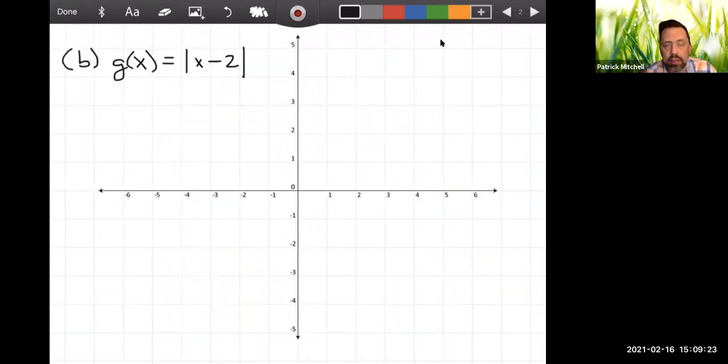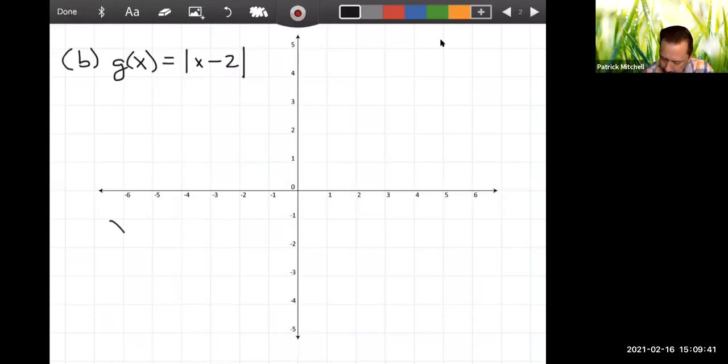Next, this would be a good one for you to try. You can do it exactly the same way that we just did that one. g of x equals the absolute value of x minus 2. So pause the video, try this one, come back and compare notes.